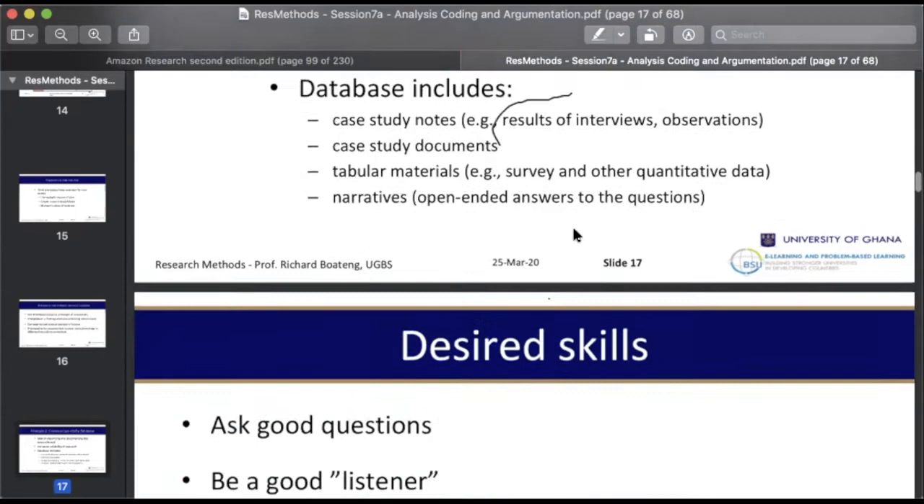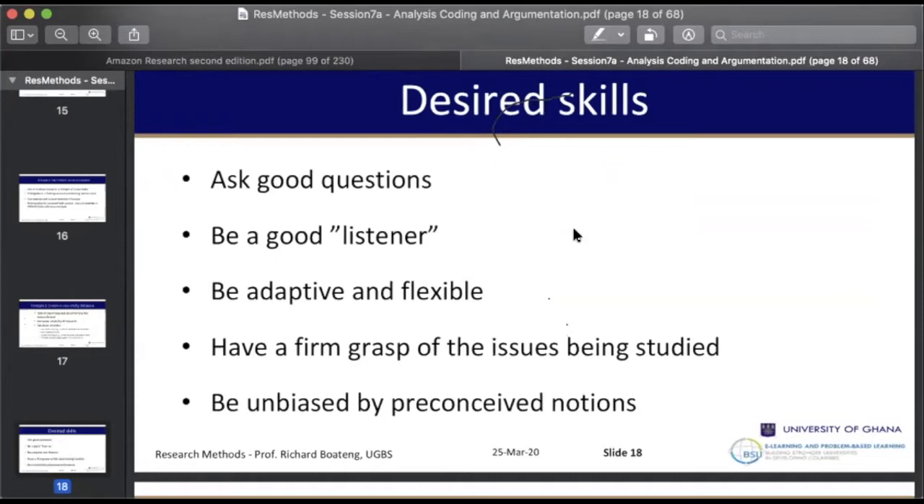Okay. Now, what are the good skills that are needed? We mentioned these things last week when we were looking at interviews: ask good questions, be a good listener. Note that you are supposed to record, not to fight the person. You are supposed to check out your biased views and preconceived notions, and have a firm grasp of the concepts you are trying to study.